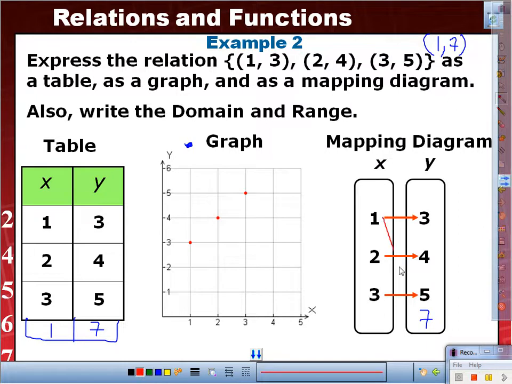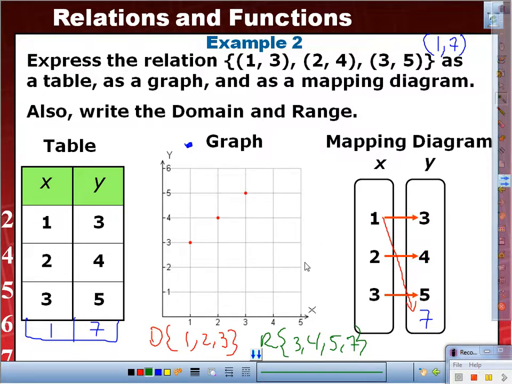Question. Is it a function? No, not a function. But is it a relation? Yes, because it's a lot of points together. So the domain, everyone, should be what? 1, 2, 3. Hands if you got that. Okay, good. And the range should be 3, 4, 5, 7. Hands if you got that. Okay, good.